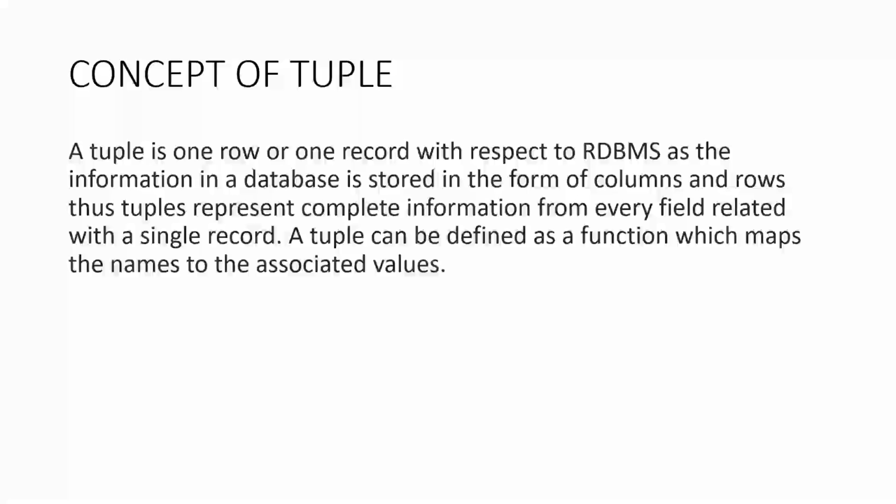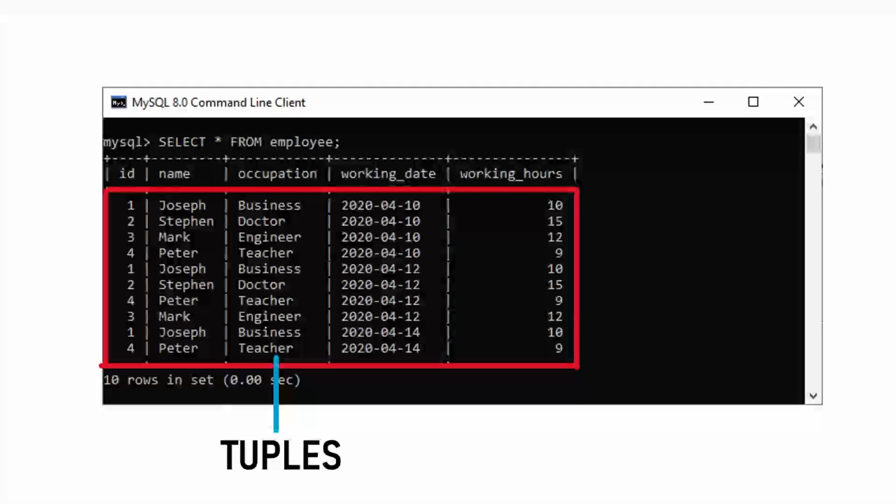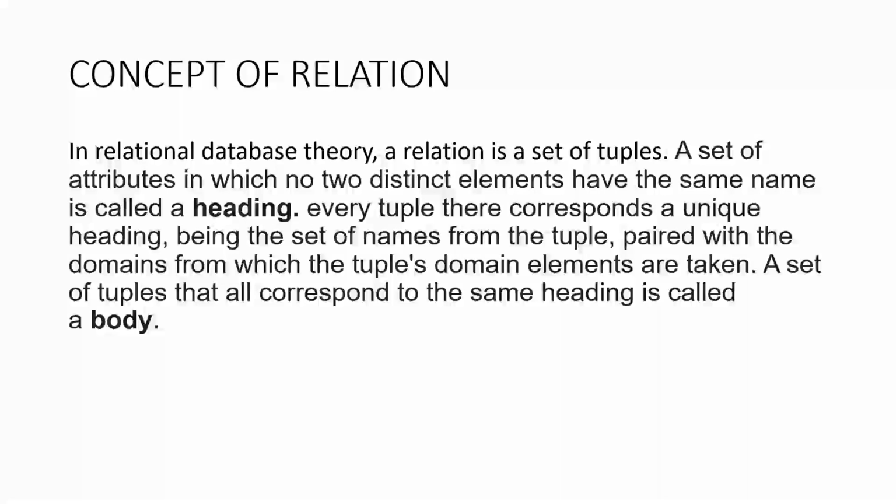Concept of tuple. A tuple is one row or one record with respect to RDBMS as the information in a database is stored in the form of columns and rows. Thus, tuples represent complete information from every field related with a single record. A tuple can be defined as a function which maps the names to the associated values. The marked area in the table are tuples.